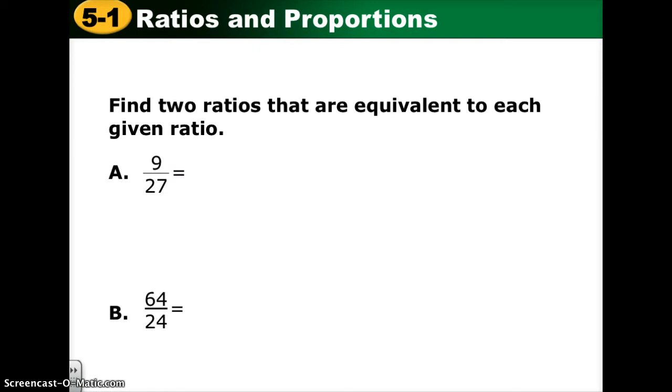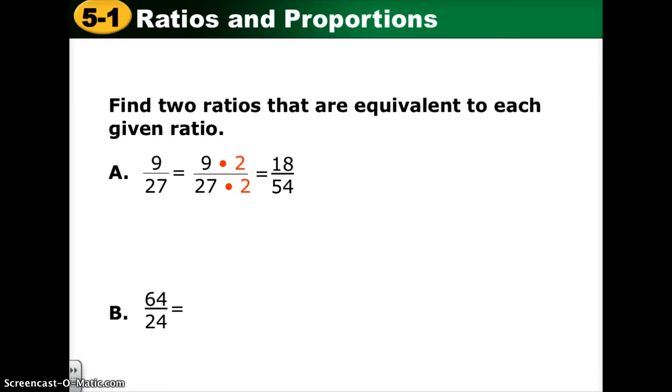We want to find two ratios that are equivalent to each given ratio. We have the fraction 9/27, or the ratio 9/27. Think of it as simplifying fractions or increasing the fractions. We can't always simplify, and if we need more than one solution, we may not have room to do that by simplifying. So one thing we could do is to multiply by the same value to both parts.